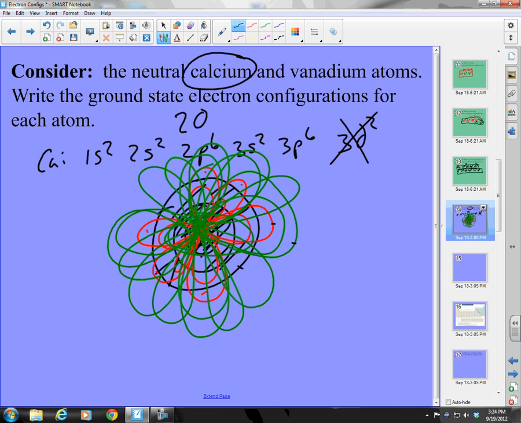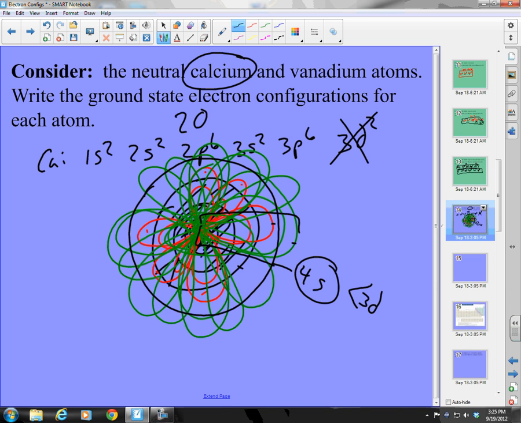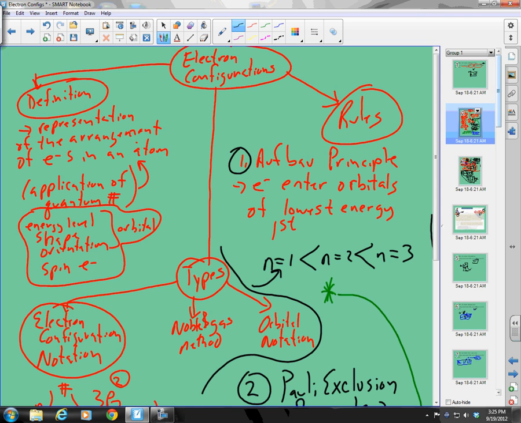But let me show you where my 4s's come. My 4s's come around like this. And what do you know about my 4s? My 4s is closer to the nucleus than my 3d's. That means my 4s's have less energy than my 3d's. And according to Aufbau, we want to enter the orbital of lowest energy first.